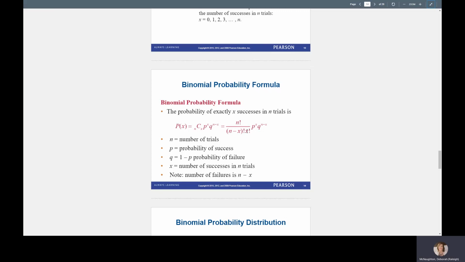And that makes sense because my 1 success could have happened on the first trial, the second trial, the third trial, the fourth trial. So there are 10 possible ways that that can happen. So that's where this comes from.